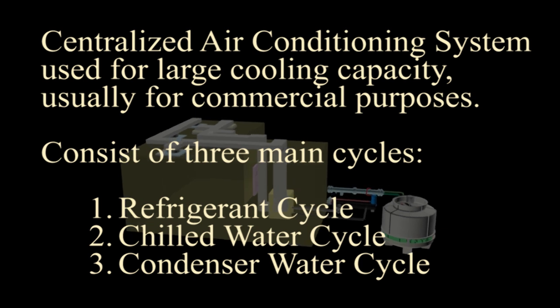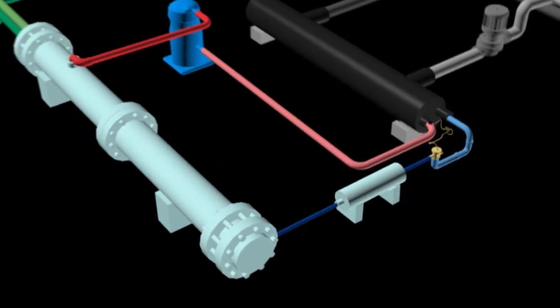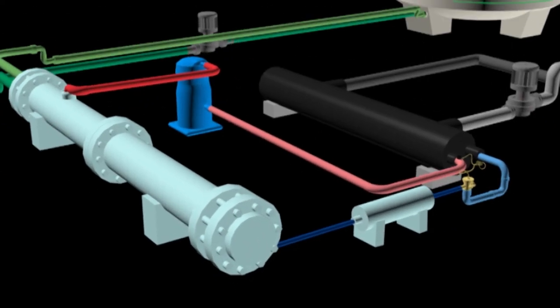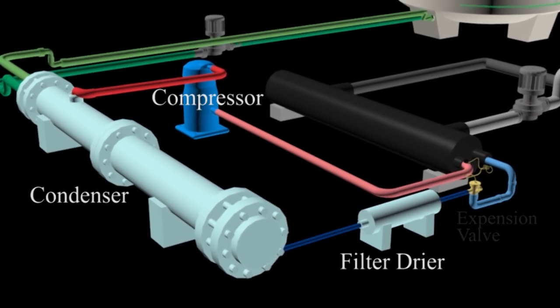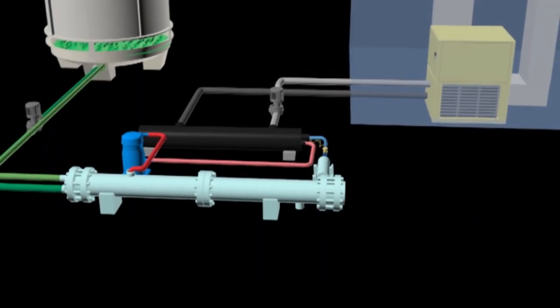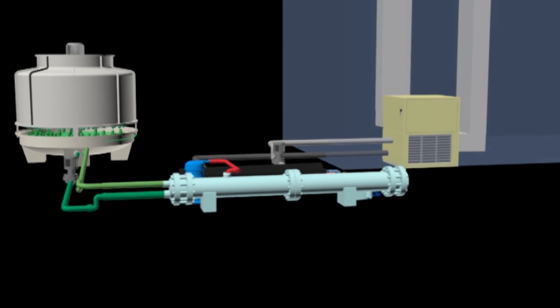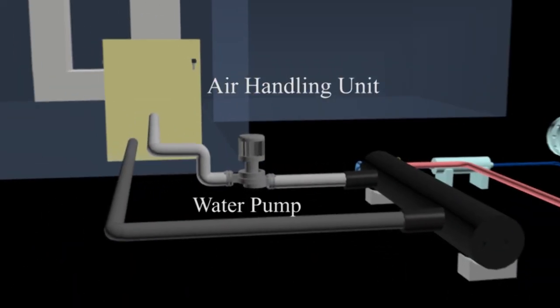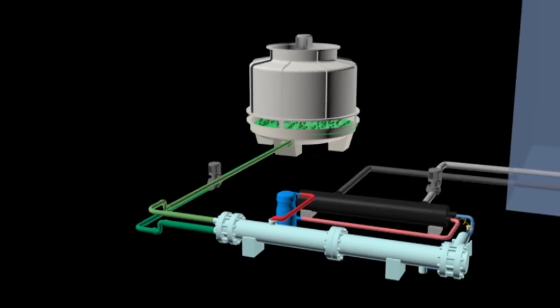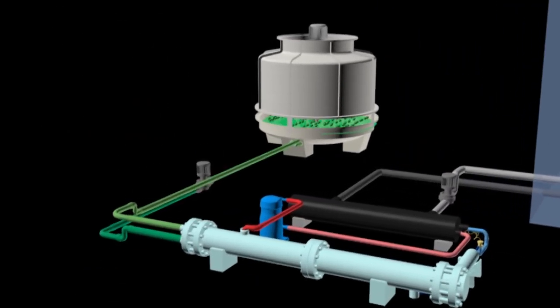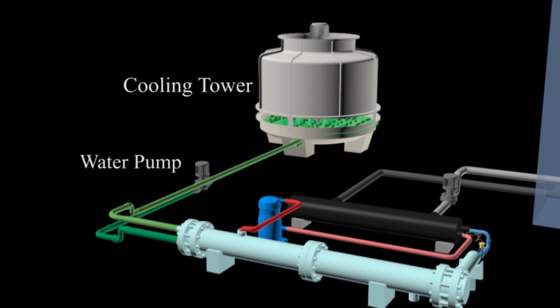water cycle. The components that are involved in the refrigerant cycle are compressor, condenser, filter dryer, expansion valve and evaporator. For the chilled water cycle, the components involved are the air handling unit and water pump. In the condenser water cycle, the components needed for the process are the cooling tower and water pump.